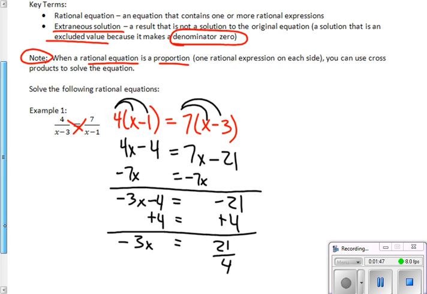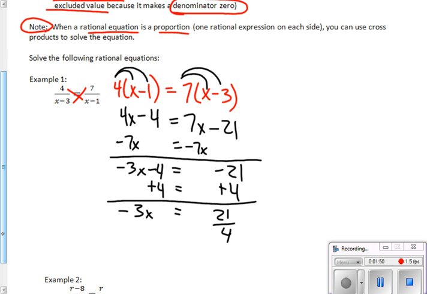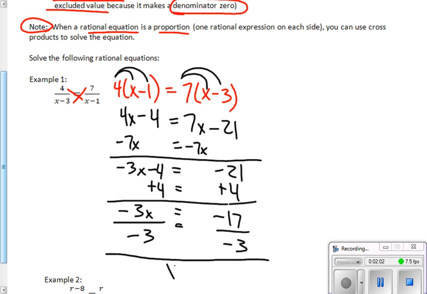And then we need to get x by itself. So here we would divide by, we'd have negative 17 here. And we divide by negative 3 on both sides. And we have x equals 17 thirds. So this would be our answer here in example 1.